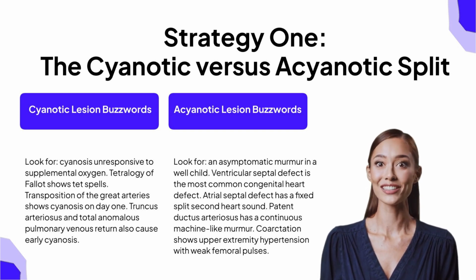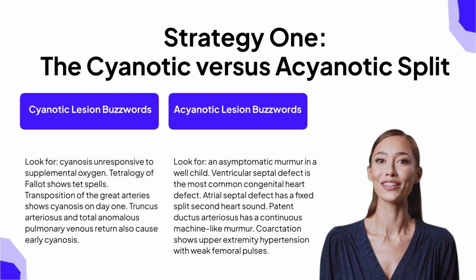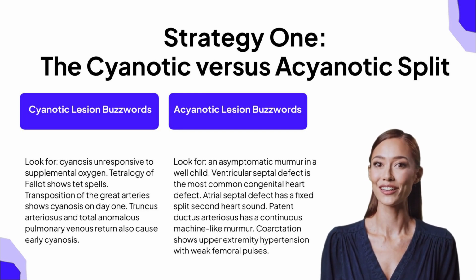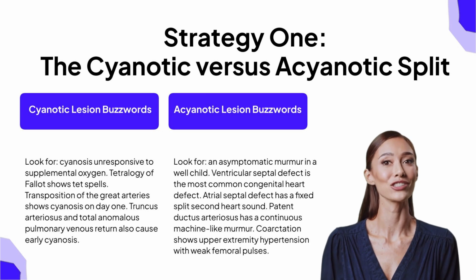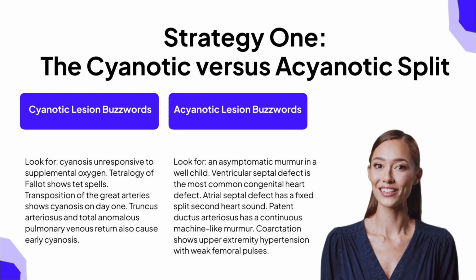Tetralogy of Fallot presents with hypercyanotic episodes called tet spells that classically improve with squatting or knee-to-chest positioning. Transposition of the Great Arteries presents with severe cyanosis on the very first day of life, and the chest X-ray shows an egg-on-a-string silhouette. Truncus arteriosus and total anomalous pulmonary venous return also cause early cyanosis.